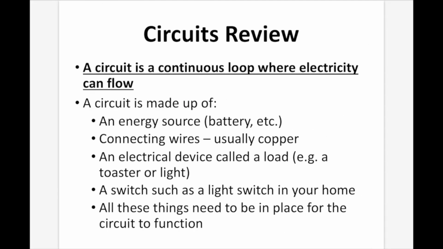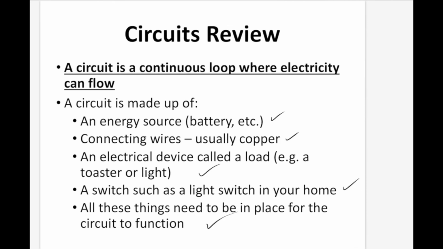Circuits review. A circuit is a continuous loop where electricity can flow. A circuit is made out of an energy source, so a battery or plugging into the wall, connecting wires, usually copper, an electrical device called a load, so a toaster, a light bulb, etc., and a switch, such as a light switch. All these things need to be in place for the circuit to function.